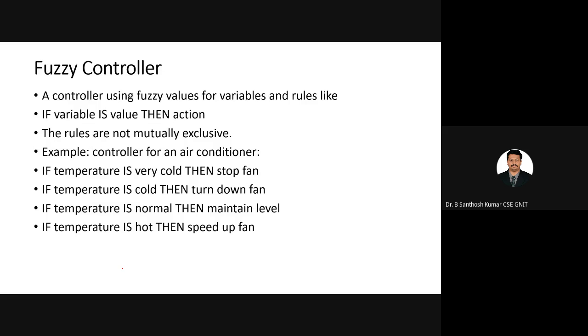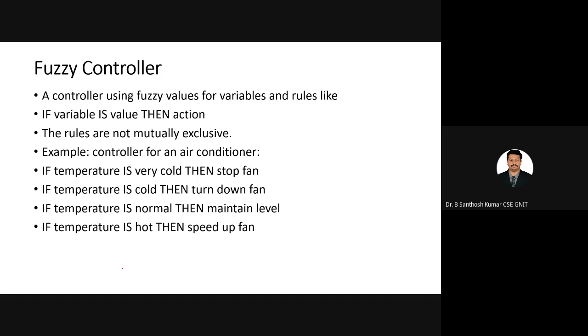Then the fuzzy controller. The controller uses fuzzy values for variables and rules. For example, if the variable has a certain value, then we give some action. The rules are not mutually exclusive. For example, the controller for an air conditioner: if the temperature is very cold, then stop the fan. If the temperature is cold, then turn down the fan. If the temperature is normal, then maintain the level. If the temperature is hot, then speed up the fan. For an air conditioner, we apply these kinds of rules.